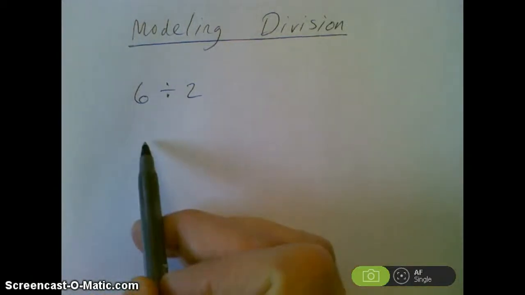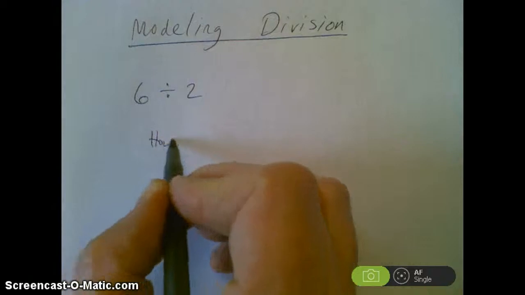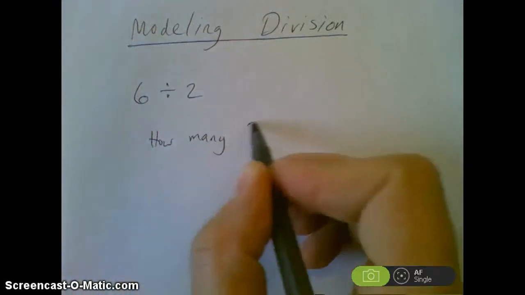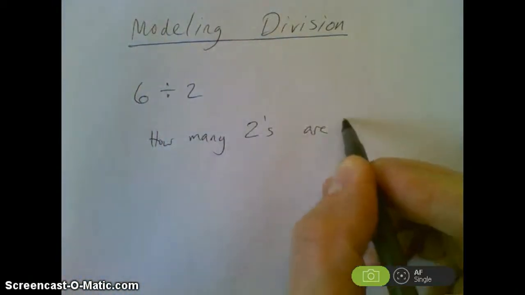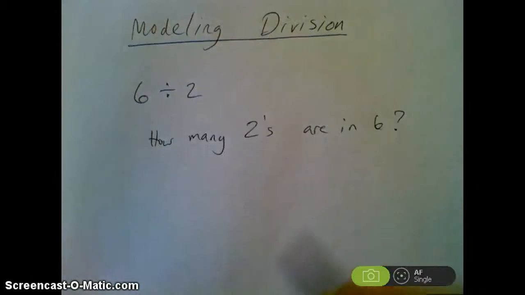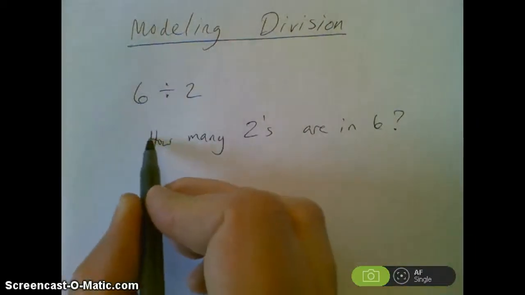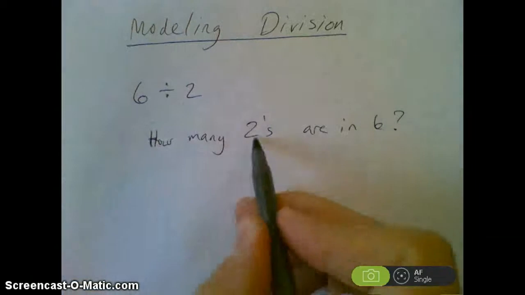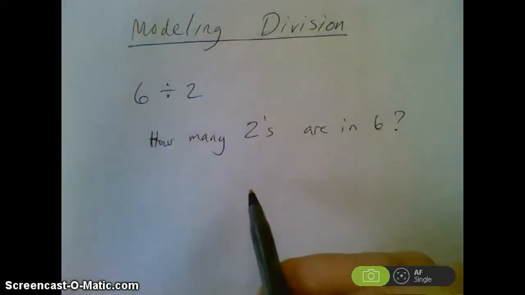The way I want you to think of this is how many 2's are in 6. How many 2's are in 6? Not 6 divided by 2, or how many times does 2 go into 6, even though that's pretty close. How many groups of 2 are in 6?